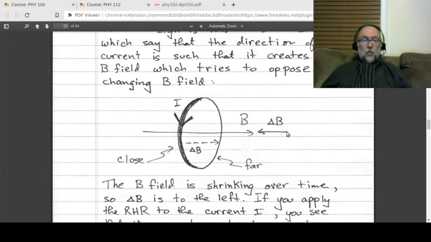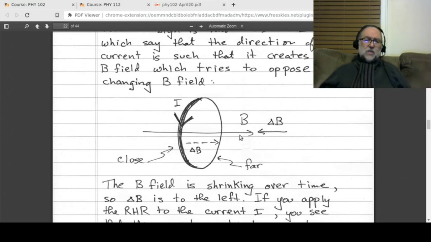This B field's getting weaker and weaker and weaker. And you can see my little delta B there shows how much that B field has shrunk. Well, what happens is in the coil here, or in that loop, you're going to induce a current. The current is going to be induced so that it would create a delta B in the opposite direction to the shrinking B field. So in other words, the current that's created in the wire tries to create a B field which opposes the shrinking of the B field. And this is known as Lenz's law. It's a little bit subtle, but it does say what the direction is of the current.